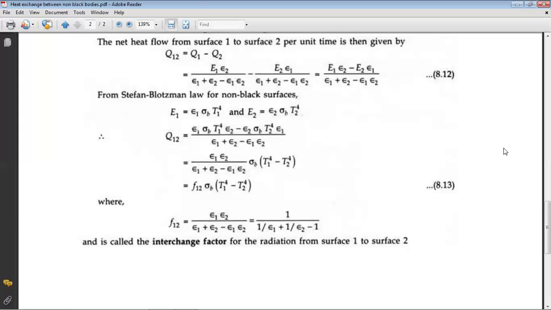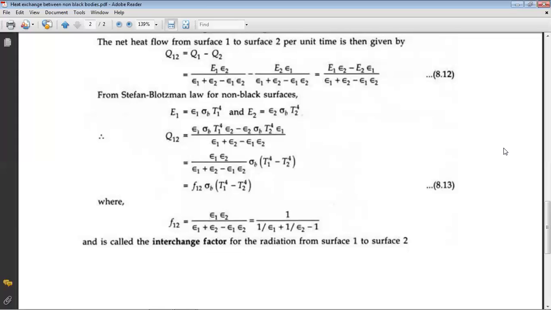Suppose there are n surfaces that are taking part in radiation, then F1 on 1 plus F1 on 2 plus F1 on 3, and so on up to F1 on n is equal to 1. If F1 on 1 is 0, then the sum of the remaining shape factors must be equal to unity.